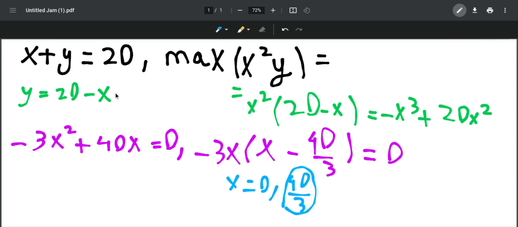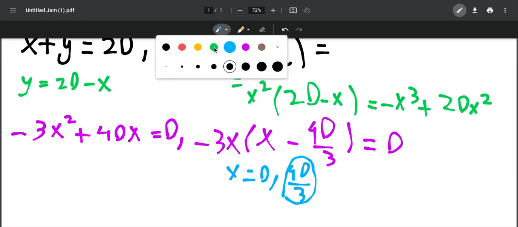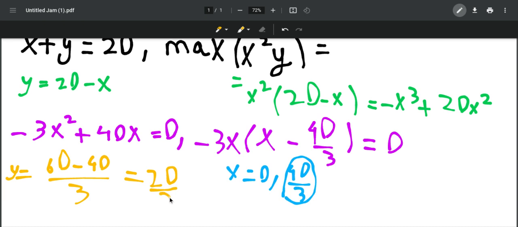But we're not done, because we have found x, and now we can use the equation y equals 20 minus x to find y and then calculate x squared y. I'm going to write it here with a different color. We know that y is equal to, writing 20 as 60 over 3, 60 minus 40 all over 3, and this is 20 over 3. So we found the x and y really easily.